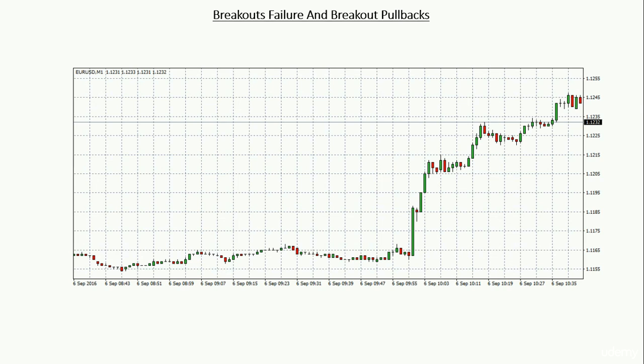Breakouts are usually tested by the market for failure before it is considered a successful breakout, and this test comes in the form of pullbacks. The reaction of the market to the pullbacks determines whether the breakout will be resumed or there will be a breakout failure.